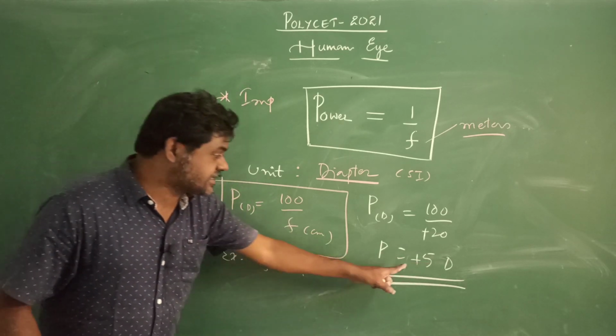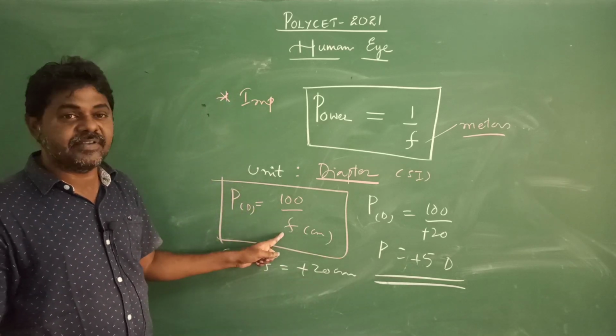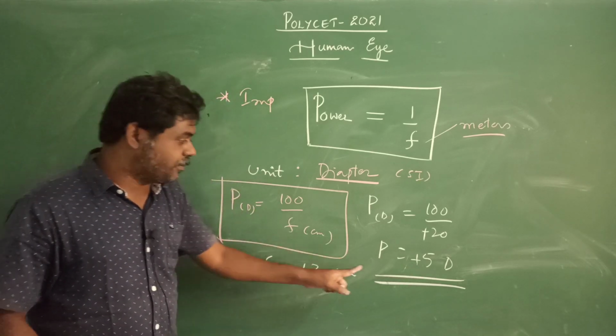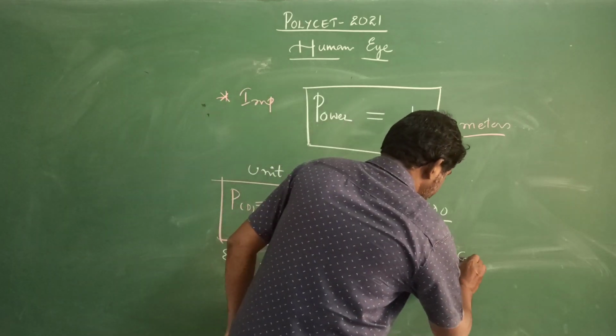Understood? Plus means convex. I already told you clearly yesterday, focal length for convex is always positive. So if the power comes out plus, that is a convex lens.